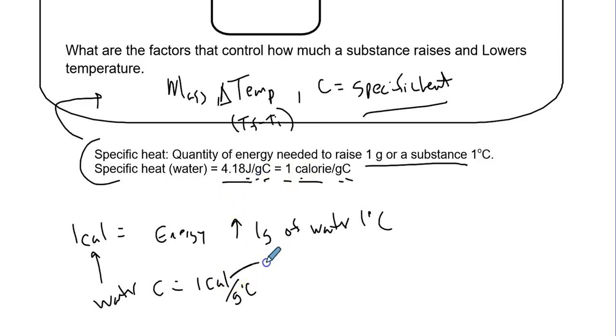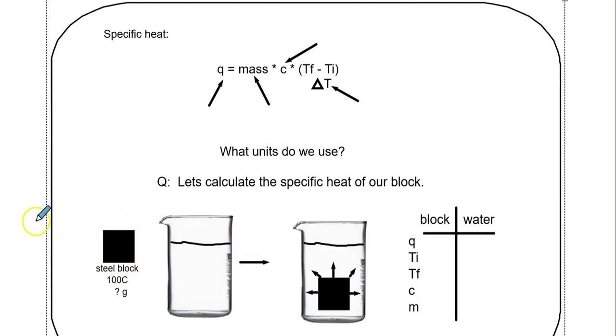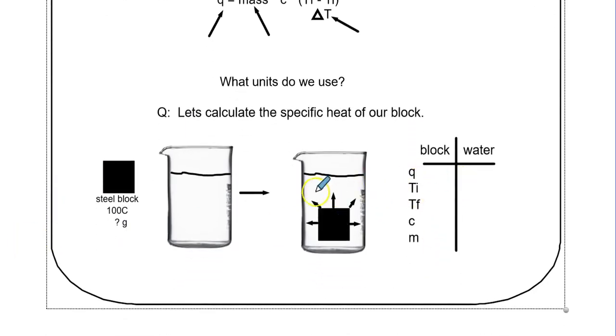So if I multiply this times 4.18, we get the specific heat of water is 4.18 joules of energy per gram per degree Celsius. These are the two specific heats of water, depending on the units you're using. All right, so let's take a moment now and actually calculate the specific heat of our block. We have all this information from the previous slide.